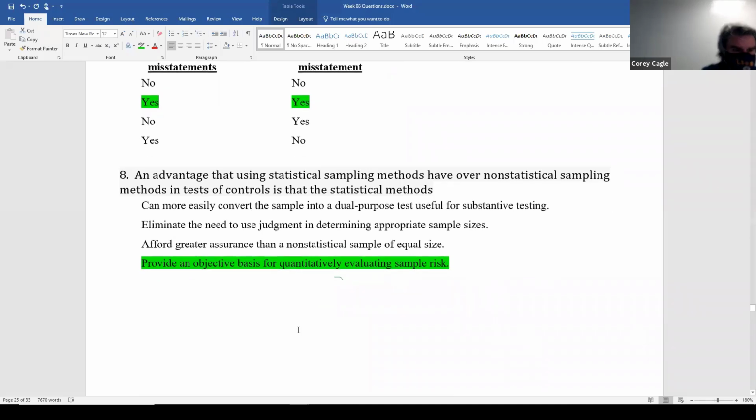Number 8 is one of those, be careful. Wait. Yeah, wait. I don't know. I keep being afraid I'm choosing the one I didn't mean to choose.